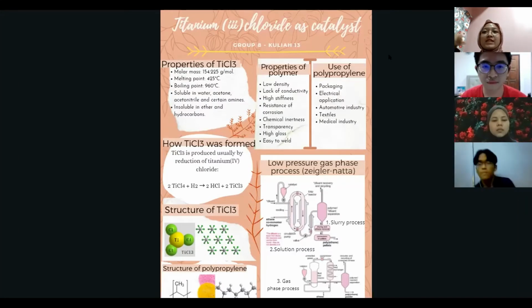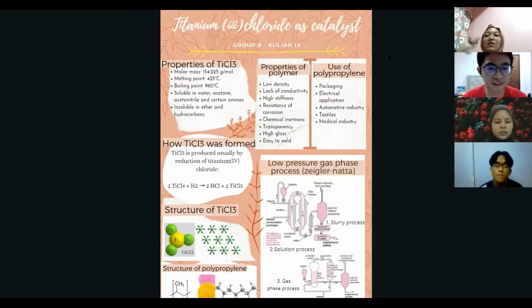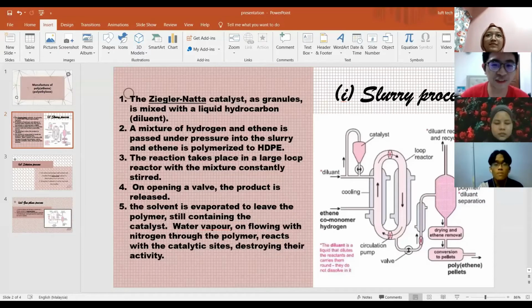The low pressure gas phase process will be presented by SHENG. Okay, thank you, Shah. I will be sharing my screen as the picture in the poster is quite small. Can you guys see my presentation?